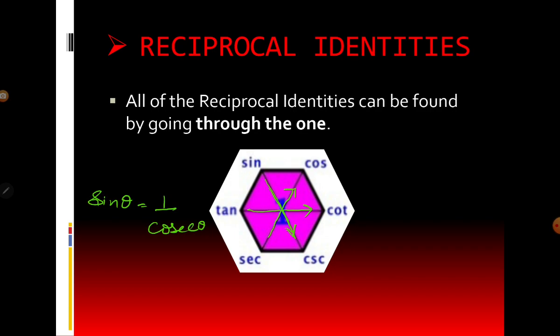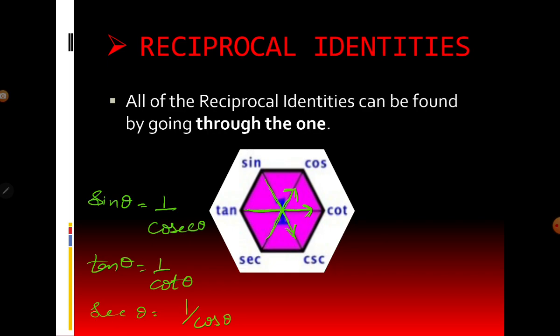Now I'm coming this side, my arrow is going through 1 towards cot. So tan theta is 1 by cotangent theta. So we can say that cot theta is the reciprocal of tan, or tan is the reciprocal of cot. Again, I am coming towards cos, going through 1. So secant theta is 1 by cos theta.